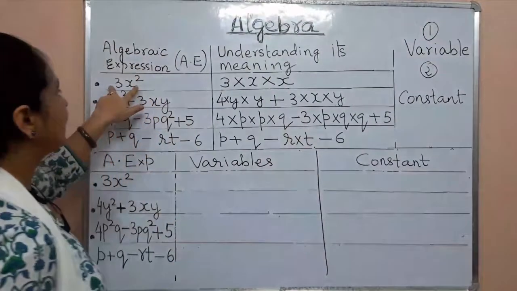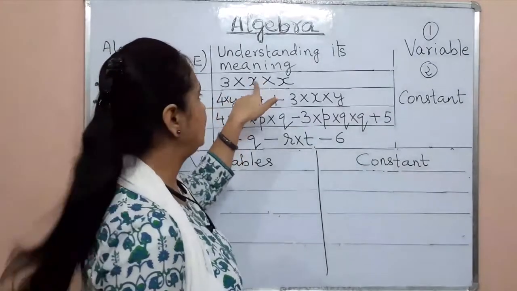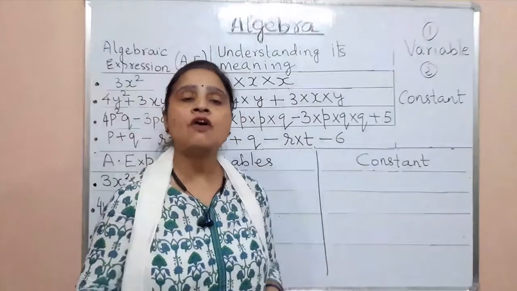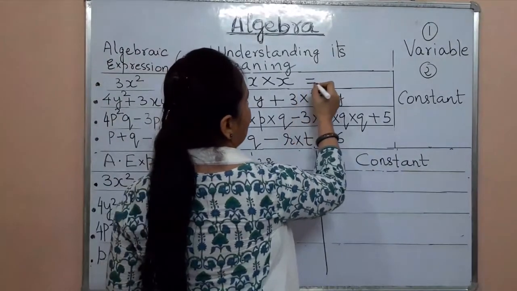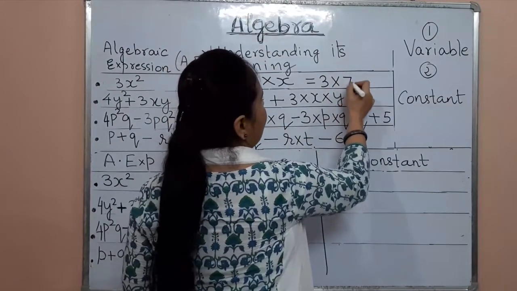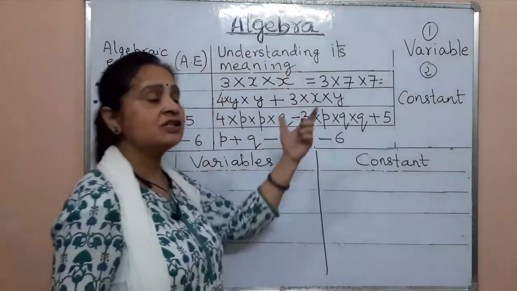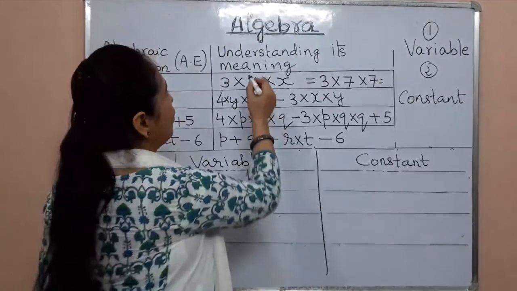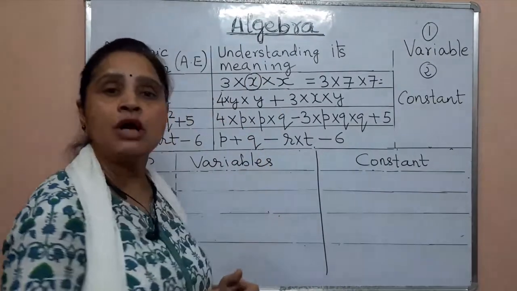Now, if you look at the first algebraic expression, what is the unknown quantity? It is x. And if I say the value of x is 7, then I'm sure you will be able to find out the value of this whole expression. It will be 3 into 7 into 7. Whatever you get, that will be the value of the algebraic expression. That means the unknown quantity was x.